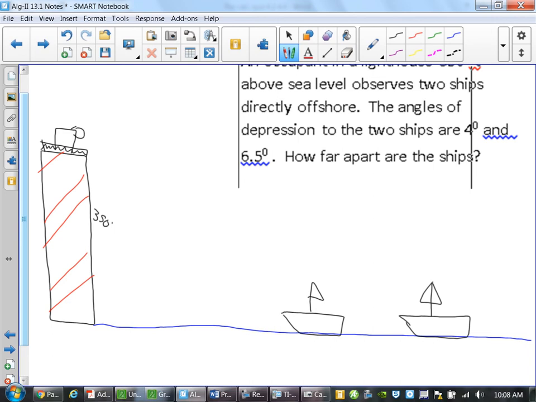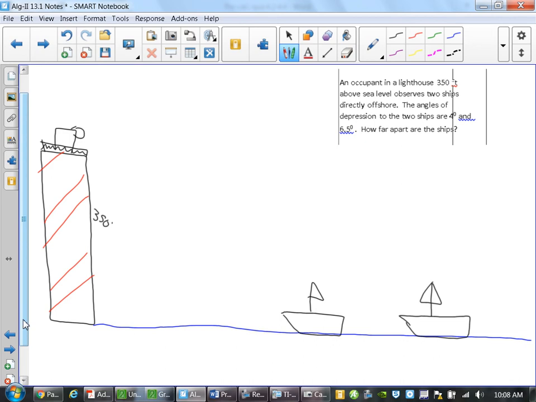So you have angles of depression. Angle of depression is line of sight looking where? Down. So what we need to do, move this a little bit out of the way. We have this line of sight. Our line of sight is parallel to the seafloor, and it's looking down to the ships.